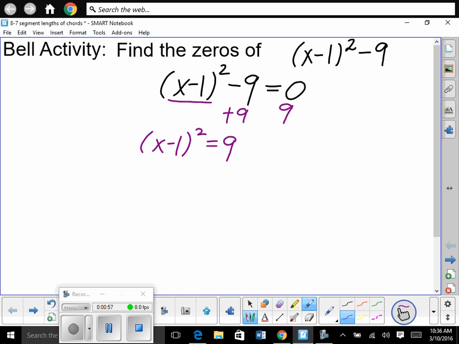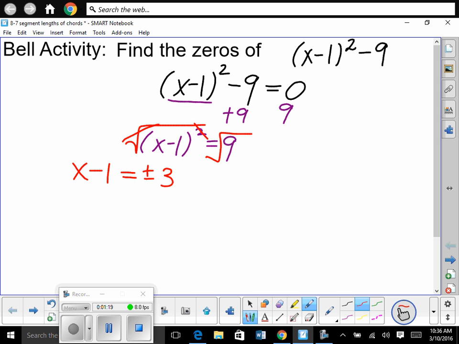Then what will we do? Square root. Aren't we trying to solve for x? Yes. So we square root both sides of the equation. Our root cancels out with our power. We have x minus 1 is equal to? 3. What else? Plus and minus. Negative 3. Good. So the square root of 9 is plus and minus 3.